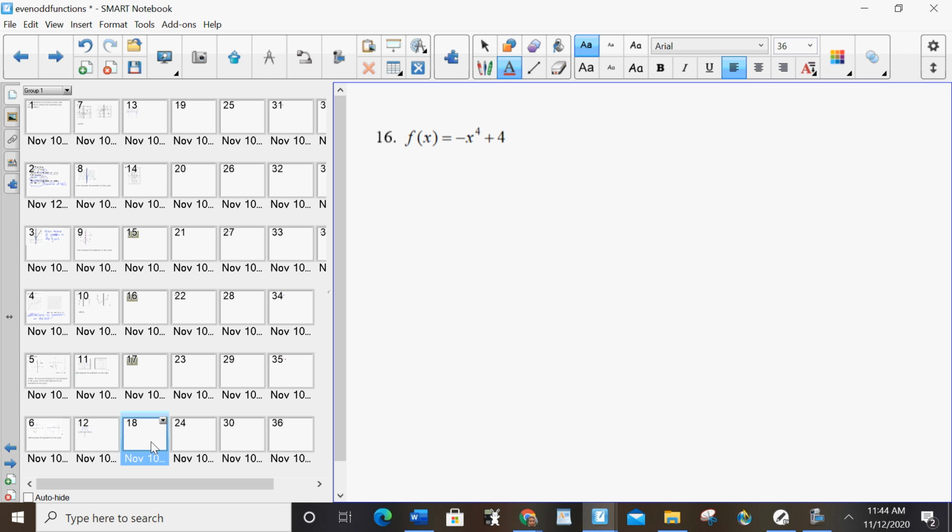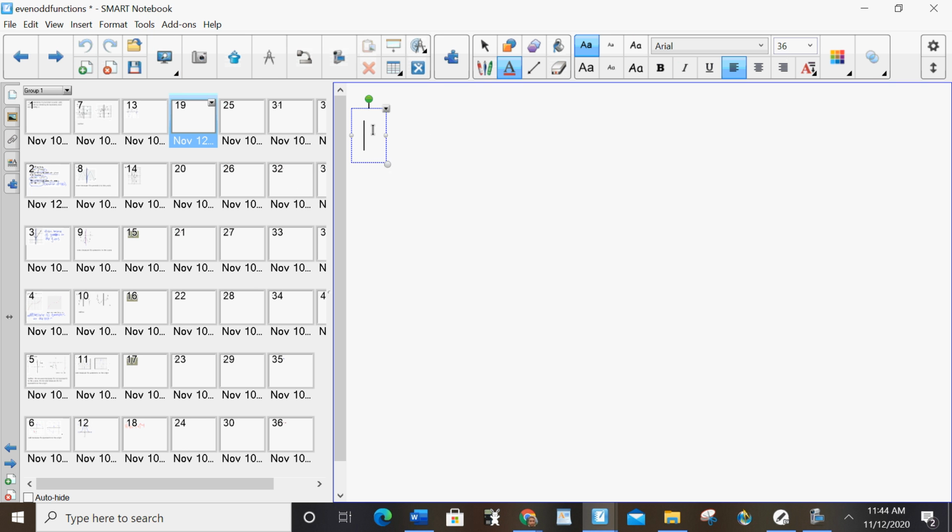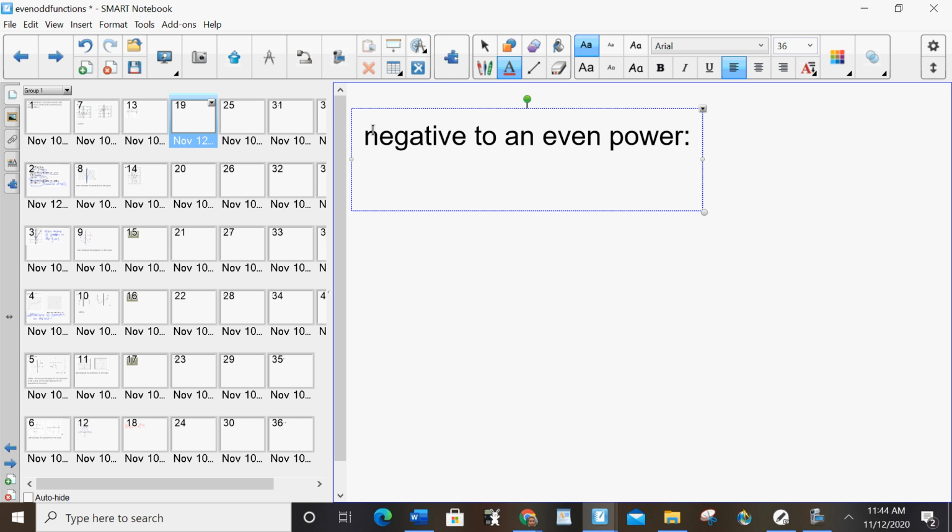Algebraically. To determine if it's even or odd algebraically, my first step is to substitute negative x in for x. I'm sorry, before we talk about this, let's talk about this: negative to an even power, negative to an odd power.